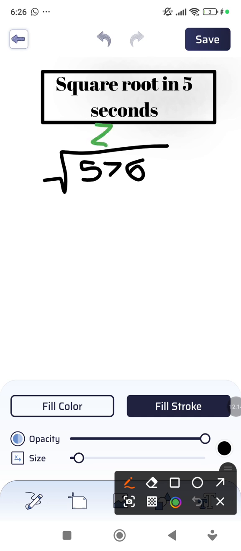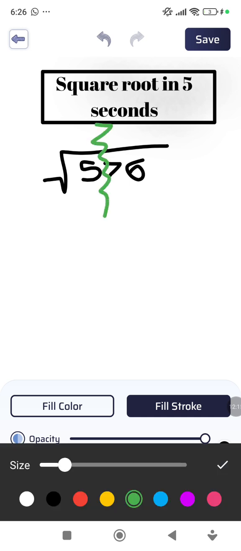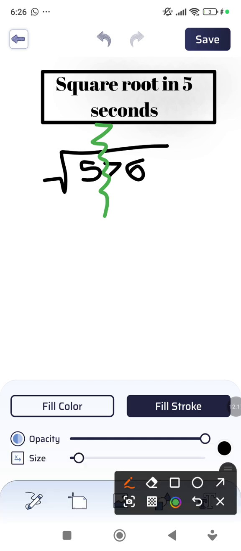Firstly, we'll break up the bond. Then what we will do? Seeing this number 6, we now know that its square root might end with the number 4 or 6 itself. These are the options we have.